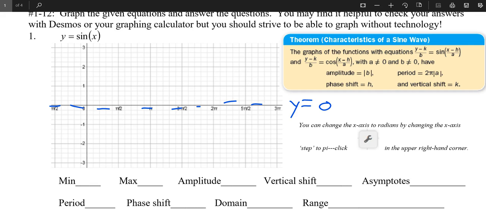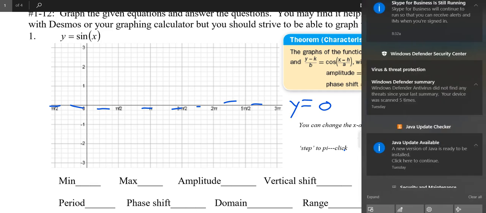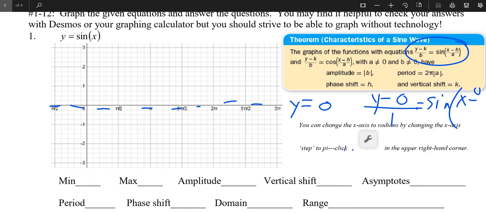When I look at this, remember the fireproof form looks like this: Y minus K over B equals the sine of the quantity X minus H over A. Now, if I write that in fireproof form, that would be something like Y minus 0 over 1 equals the sine of X minus 0 over 1. In other words, H and K.